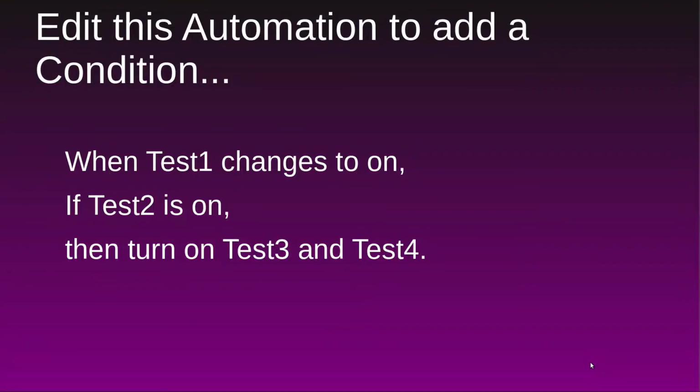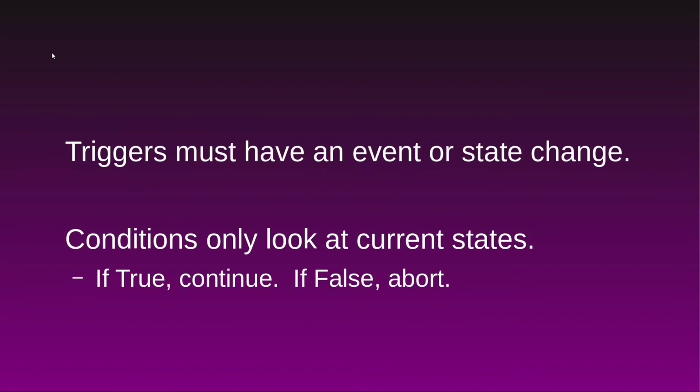Next, let's make this automation more sophisticated by adding a condition. When test1 changes to on, if test2 is on, then turn on test3 and test4. As mentioned before, a trigger will only fire if there is an event, like a state change. However, a condition will only look at what the condition state is right now and decide if it should continue to the actions. If the situation is true, continue. If the situation is false, abort.